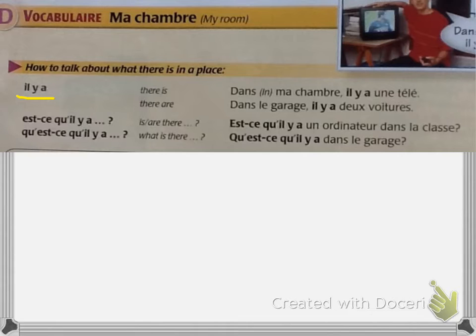S'il vous plaît, répétez. Il y a. Dans ma chambre, il y a une télé. Dans le garage, il y a 2 voitures.